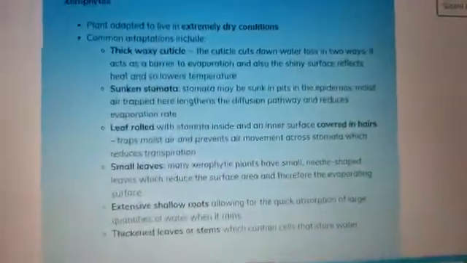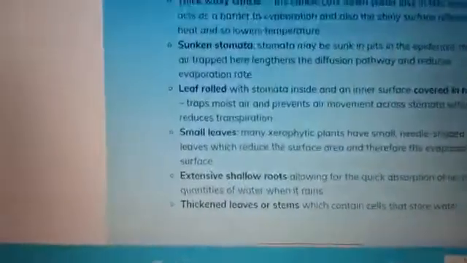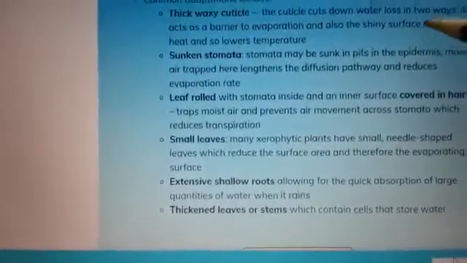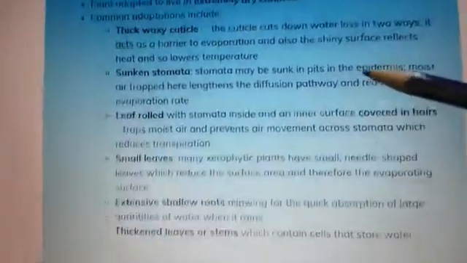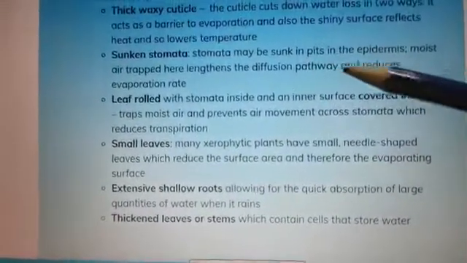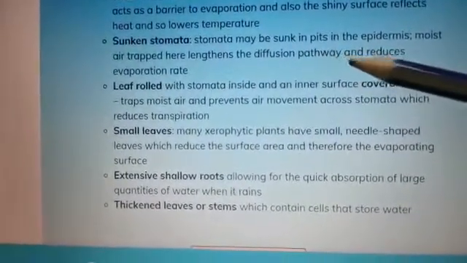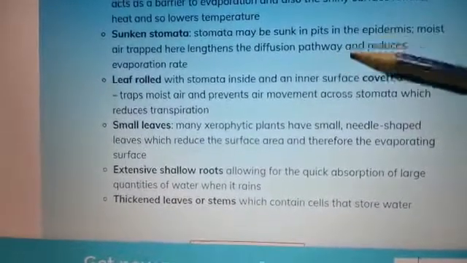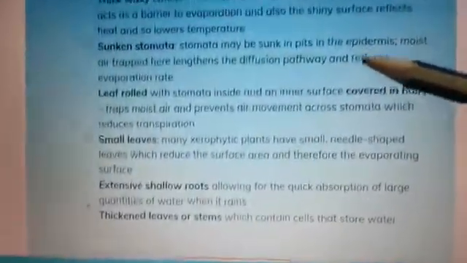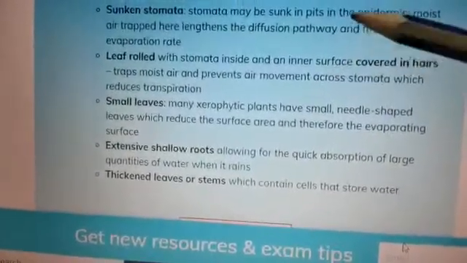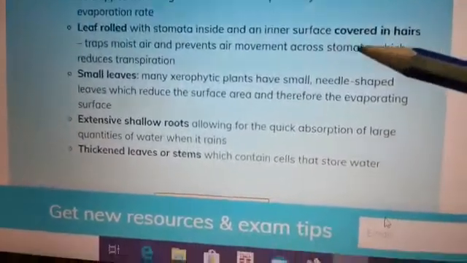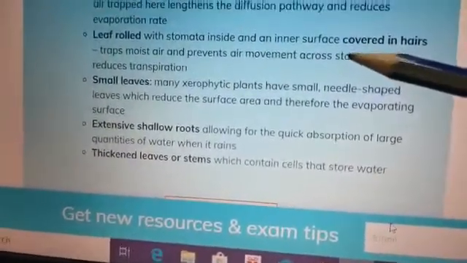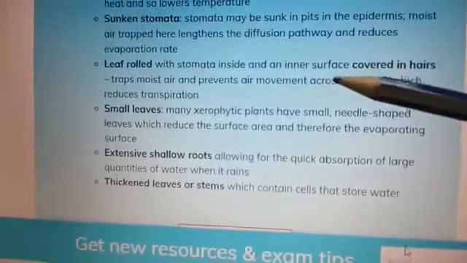Xerophytes, or the cacti plants, have a thick waxy cuticle to prevent water loss, and sunken or closed stomata. Moist air trapped here lengthens the diffusion pathway and reduces the evaporation rate, so the loss of water will be less. Then the leaf is rolled with the stomata inside and the inner surface covered in hairs. This also helps in reducing transpiration.